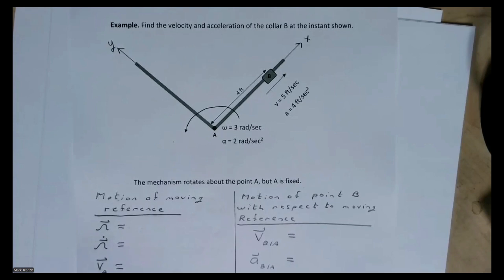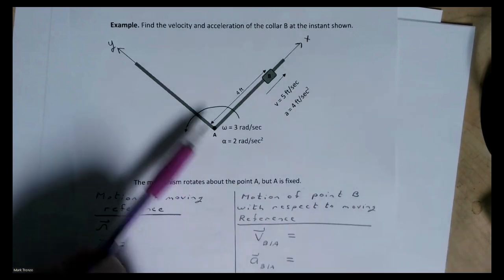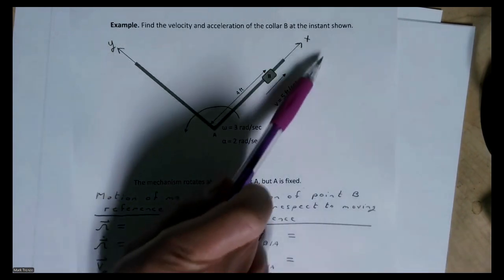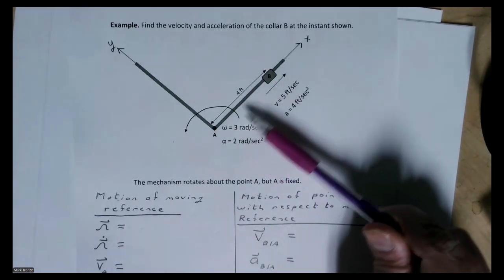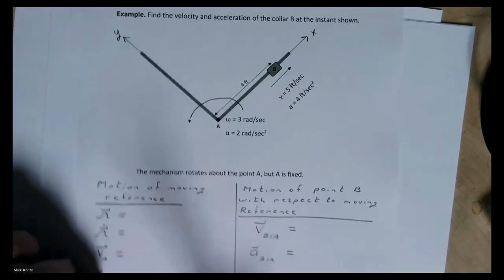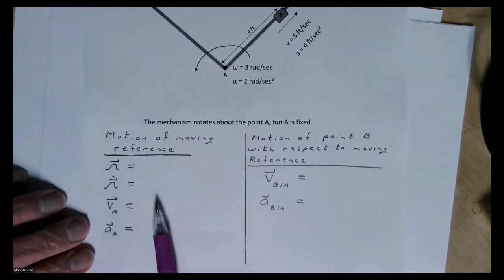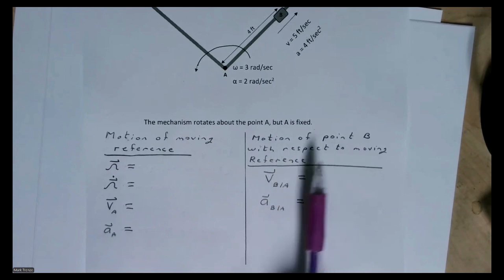Now, again, we're going to take a look at this problem. And now I renamed the axes. I've made this the x-axis and this the y-axis. That'll make our calculations quite a bit simpler. And then I usually organize these in this way. I'll set up the moving reference here and the motion of point B with respect to the moving reference here.